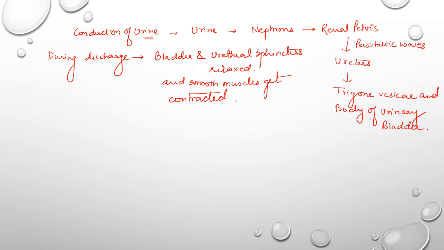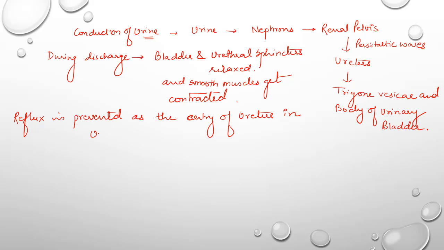The reflux of the urine into the ureters is prevented because of the terminal parts of the ureters, which pass obliquely through the bladder. The entry of ureters is oblique.